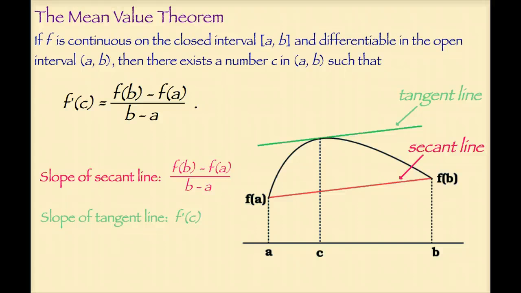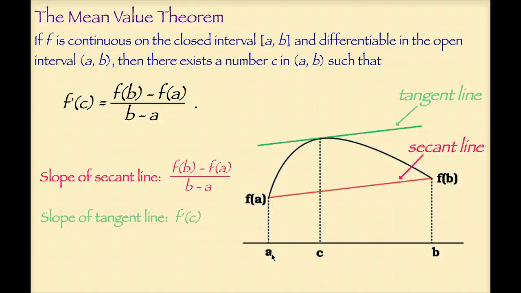All right, now it's time for our second theorem, the mean value theorem. If f is continuous on the closed interval [a, b] and differentiable in the open interval (a, b), then there exists a number c in the interval (a, b) such that f prime of c equals f of b minus f of a over b minus a. So it's a little bit different than Rolle's theorem. Here's what this is saying. f of b minus f of a over b minus a is the slope of the line connecting the endpoints of the interval.